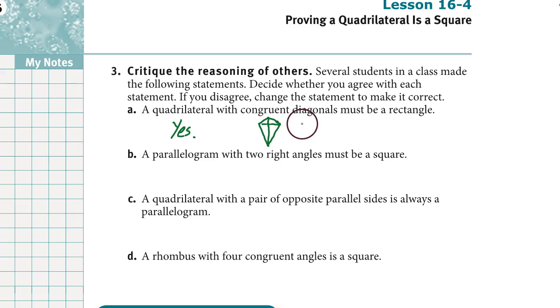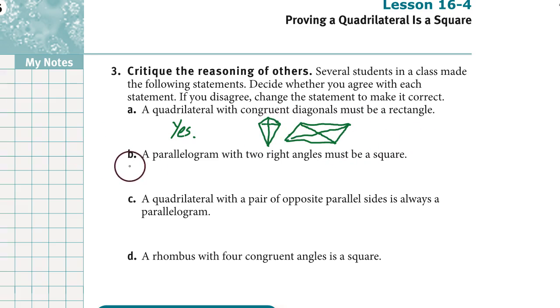Another quadrilateral we thought about was a parallelogram. And some parallelograms are not rectangles. For instance, this one here. This is a parallelogram, but it's not a rectangle. Again, the diagonals on this are not the same length. It is longer that way than it is that way. If a quadrilateral does have congruent diagonals, it must be a rectangle.